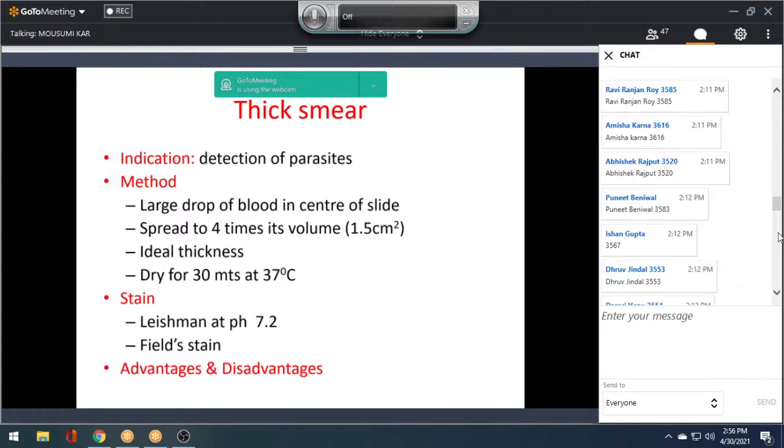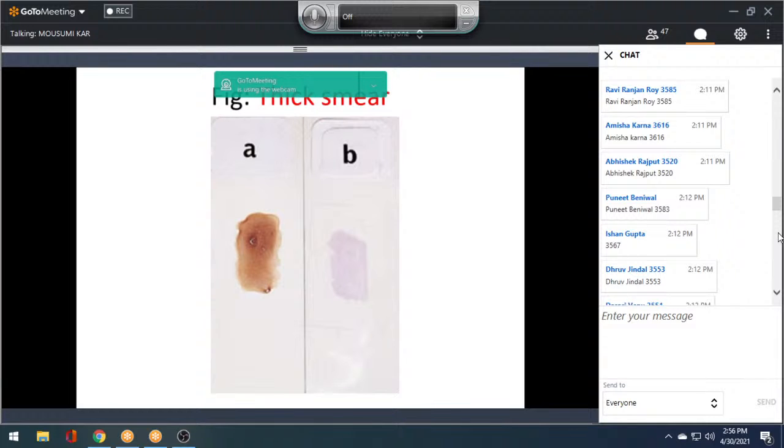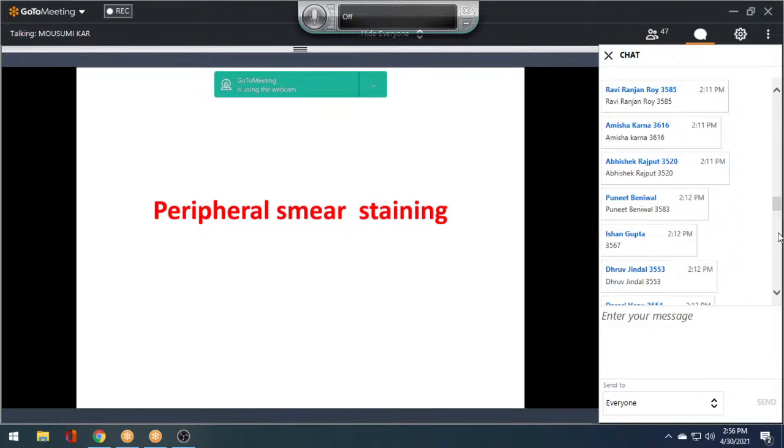Another advantage of the thick smear is that you can see 1.5 centimeter square only as the volume, while the thin smear will be 3 to 4 centimeter in length. So you will have to take much more time to examine a thin smear than to examine a thick smear. A greater volume is also there in thick smear, and time is also easier in thick smear. That is the advantage. So these are examples of thick smears.